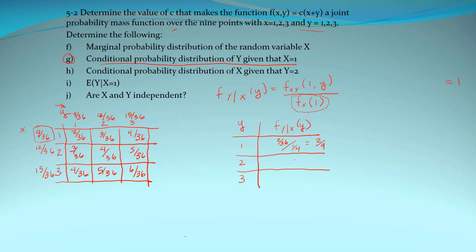And similarly here, we've got 1/4 again on the bottom. For 2 and 1, we'll have 3/36. So that will become 1/3. And then 4/36 over 1/4 will give us 4/9. And so there we go. We've got our distribution here of y given that x is equal to 1. So we're only within that world. So they absolutely want to beat this to death for you.